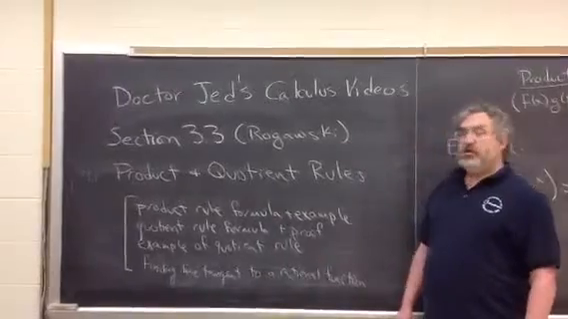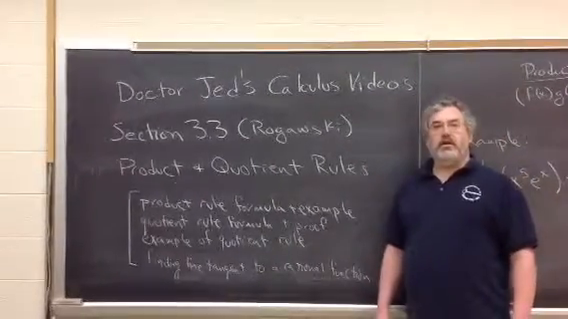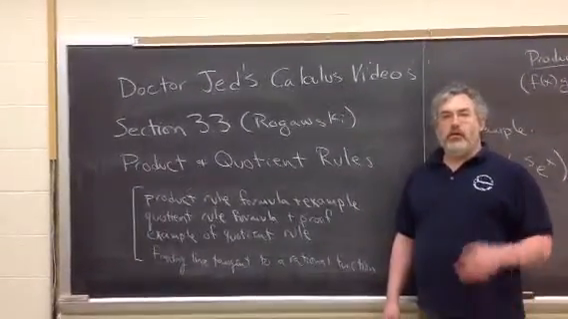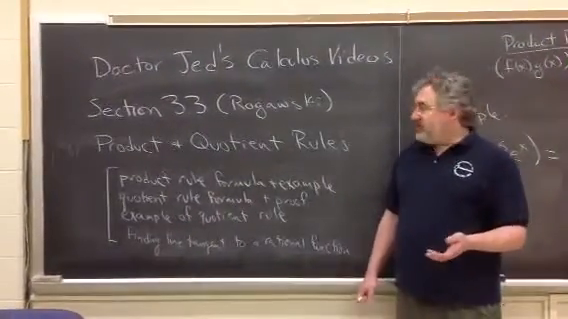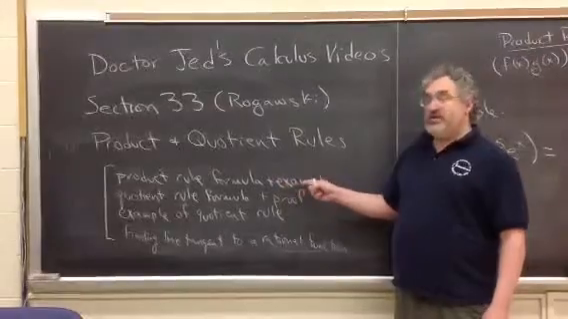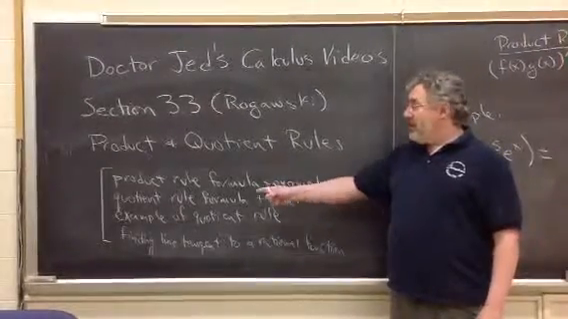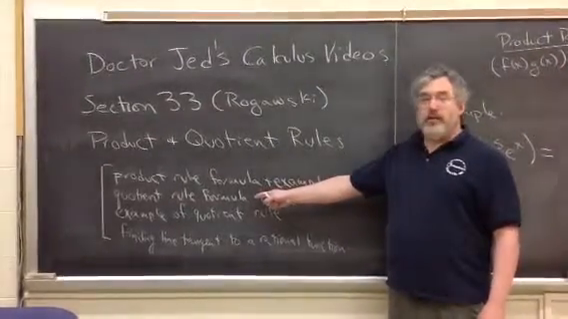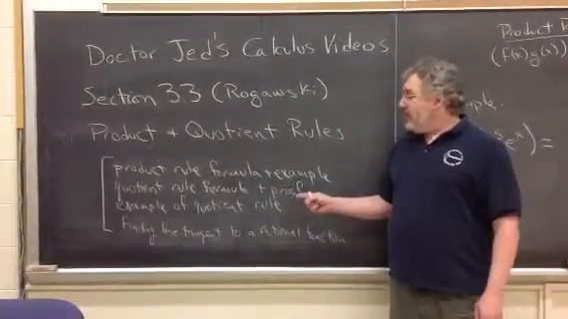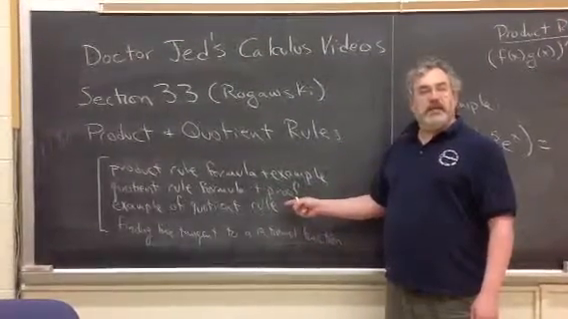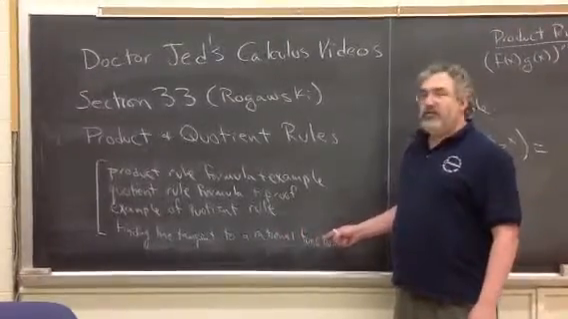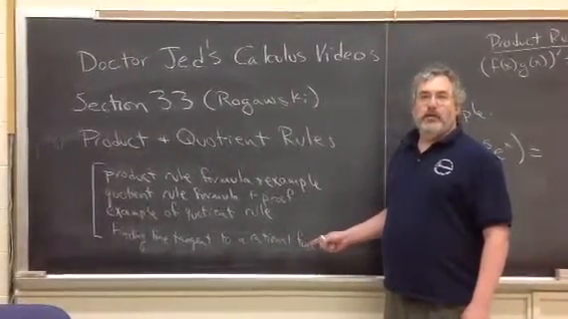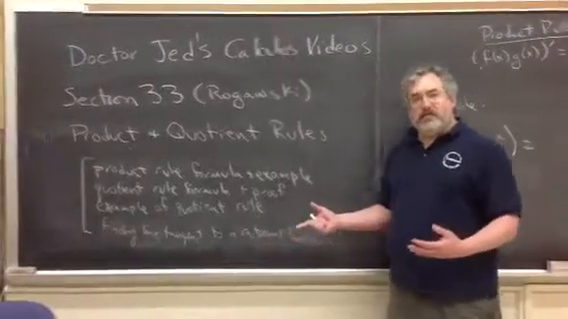Today's lesson is section 3.3 from Rogawski, the product and quotient rules. Now, I'm going to give you the product and quotient rule formulas, and then we'll do some examples. First we'll do the product rule formula and then use it in an example. Then I'm going to give you the quotient rule, and we'll actually prove it. Then I'll give an easy example, and then a more complicated example using a rational function and finding a tangent line. So what we're going to do first is the product rule.